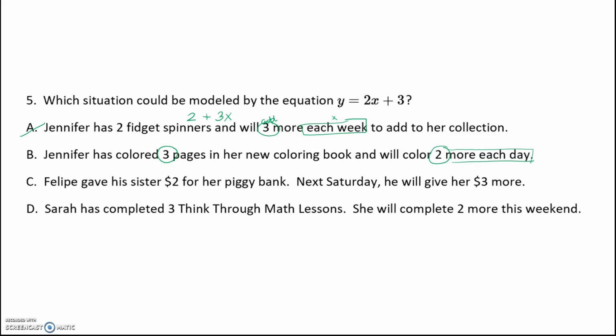C says Felipe gave his sister $2 for her piggy bank. Next Saturday, he will give her 3 more. D says Sarah has completed 3 Think Through Math lessons. She will complete 2 more this weekend. Sounds like she's completed 5. I don't hear any multiplication there. All right, go ahead and solve.